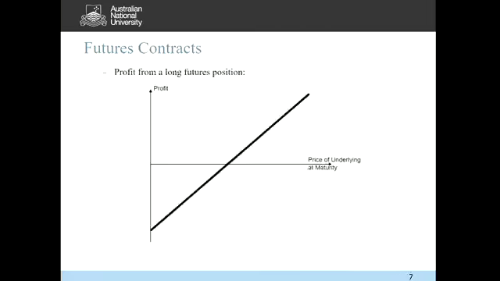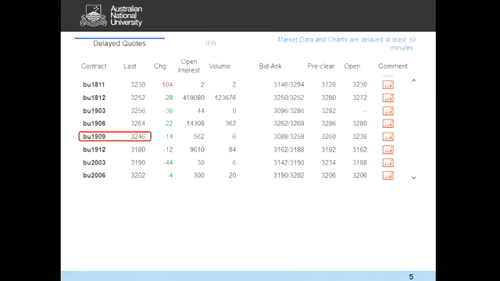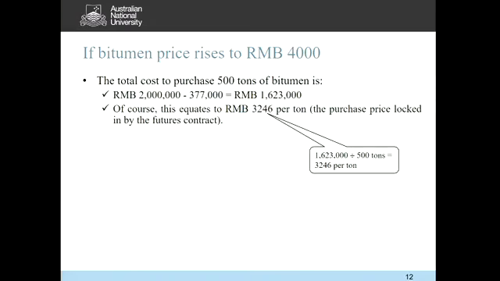So going back to the slides, remember we entered our long contract at this price, right? And the net cost comes down to the same price. So we're locking that price. All right, so that's situation number one. Let's think about another situation.